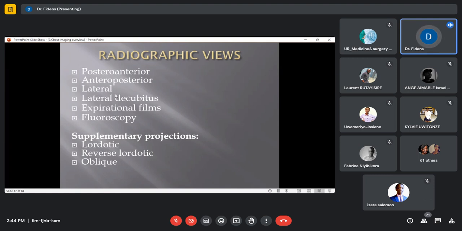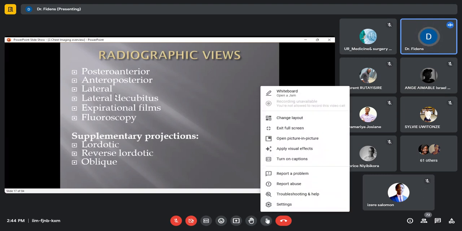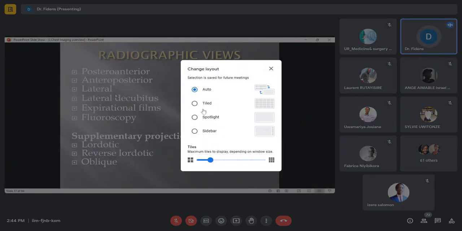And the lateral view, we do it when the posterior or anterior posterior shows something that's not clear, especially for location. Remember, it's another view, another dimension. When you do a lateral view, it's another perpendicular dimension to anterior posterior or posterior anterior views. So it's like you want to better locate any region in the chest.